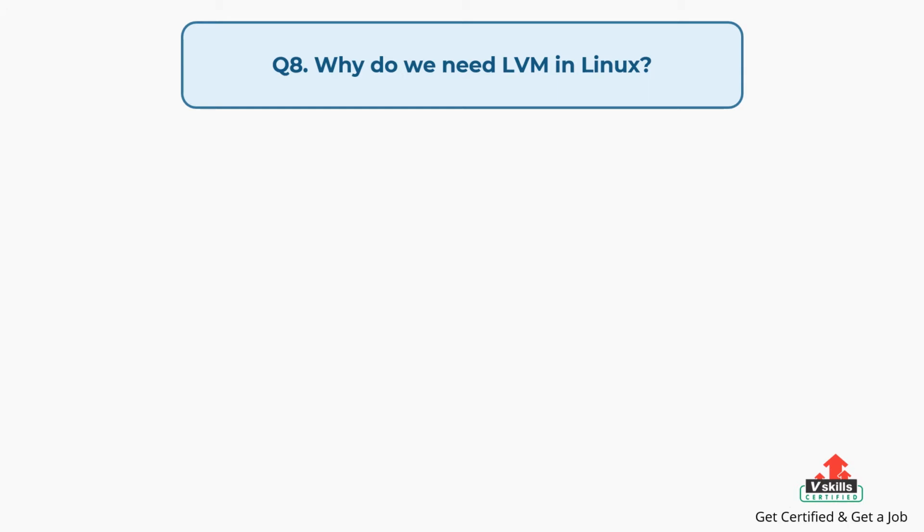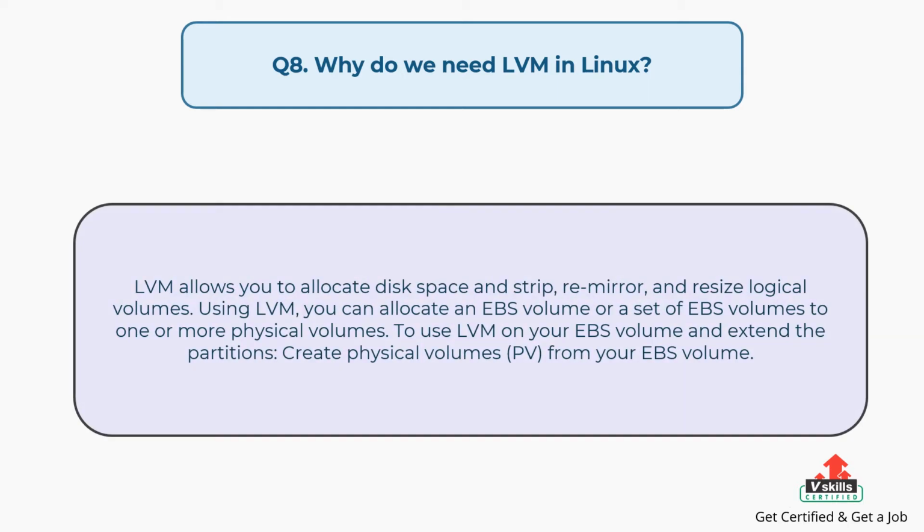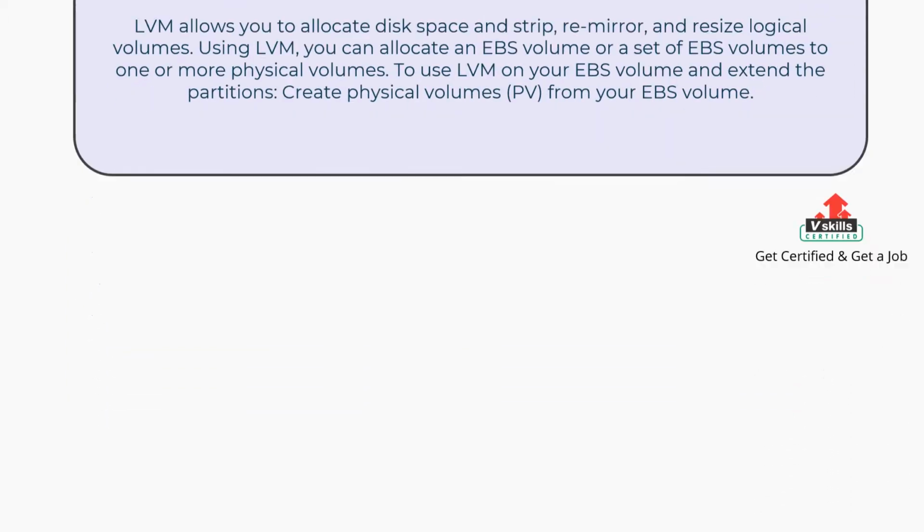Question number 8. Why do we need LVM in Linux? The answer is LVM allows you to allocate disk space and strip, remirror, and resize logical volumes. Using LVM, you can allocate an EBS volume or a set of EBS volumes to one or more physical volumes. To use LVM on your EBS volume and extend the partitions, create physical volumes, PV, from your EBS volume.